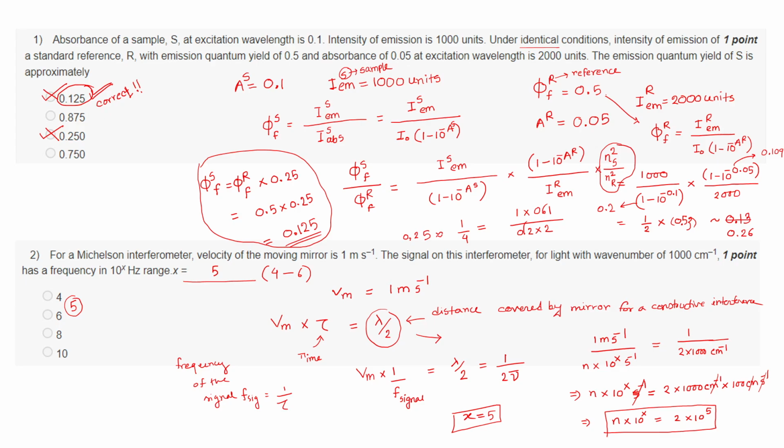Some got 4 and some got 6. So actually the answer is going to be 5. You don't have to use log and other things. This is the formula, an easy formula that you can use. Actually the answer is going to be 5.